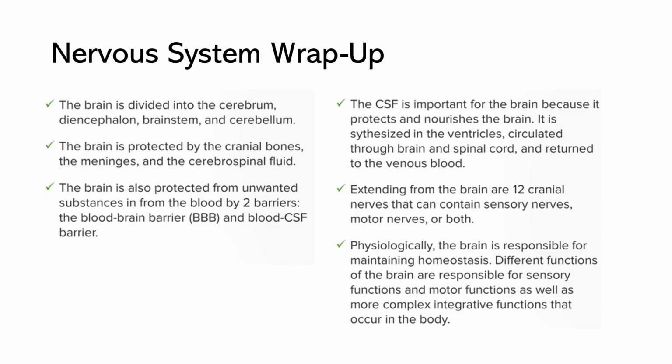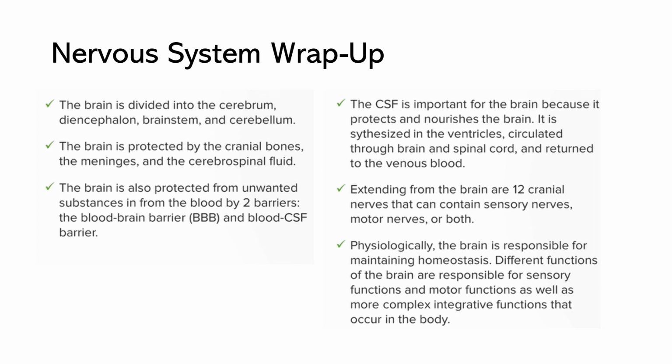Let's do a wrap up. The brain is divided into the cerebrum, the diencephalon, the brainstem, and the cerebellum. The brain is protected by the cranial bones, the meninges, and the cerebrospinal fluid. The brain is also protected from unwanted substances from the blood by two barriers, the blood-brain barrier and the blood-CSF barrier. The CSF is important for the brain because it protects and nourishes the brain.